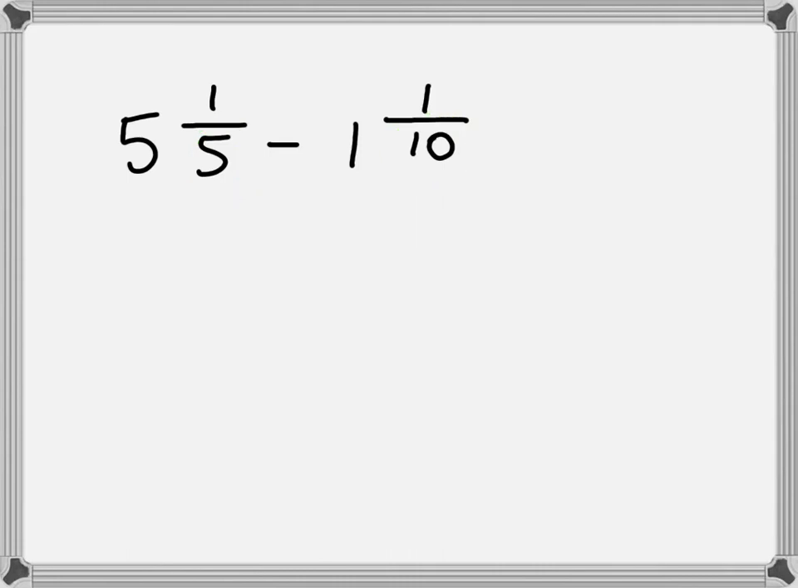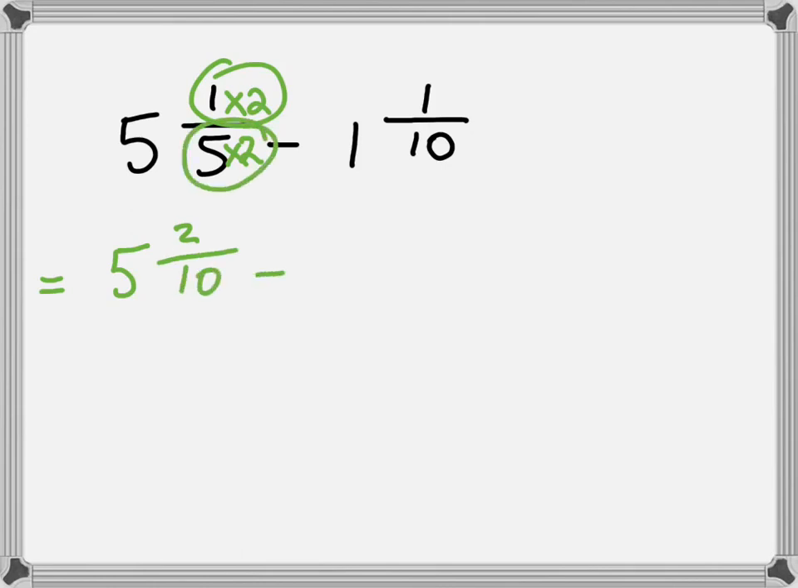We can make 5 become a 10 so that we have the same denominators. And how do we make the 5 become a 10? We times it by 2. And because we did that to the denominator, we have to also do it to the numerator. So let's rewrite it now. 5 and 1 times 2 is 2 over 5 times 2 is 10. And then we write the rest of it down.